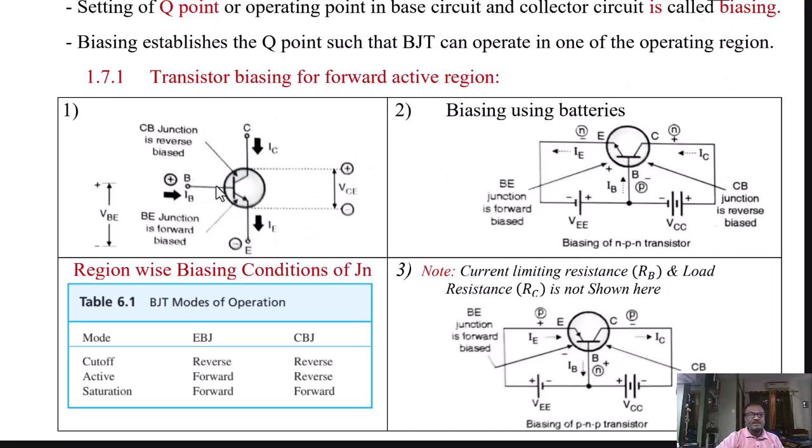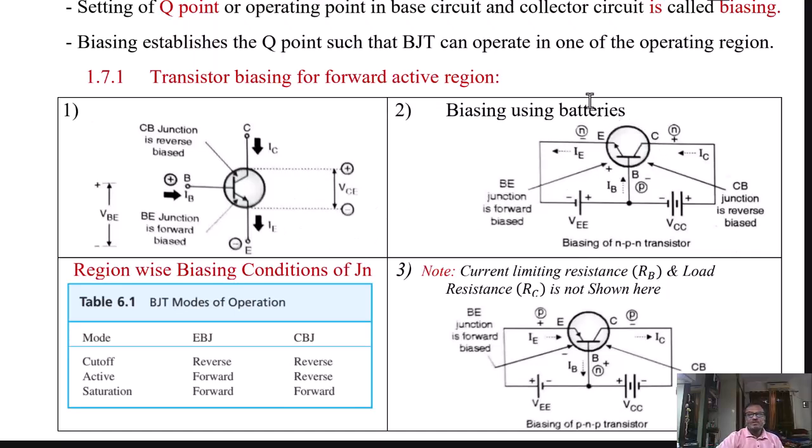If you see the BJT, the input junction, or junction between base to emitter, is called the BE junction, and the voltage drop across it is denoted by VBE. The junction between base to collector is called the CB junction, and the voltage across it will be VCB. The voltage between collector and emitter is denoted by VCE.